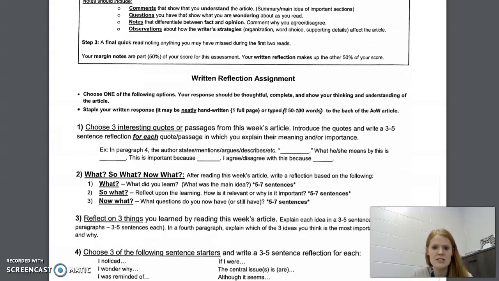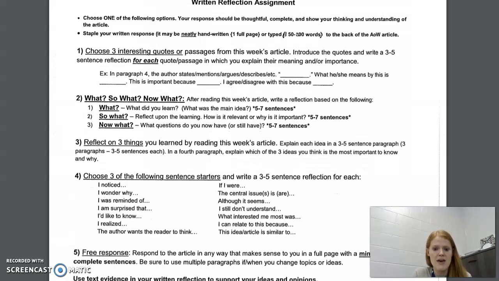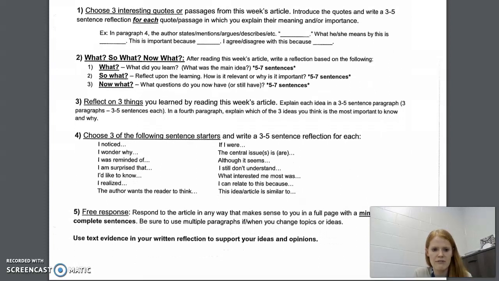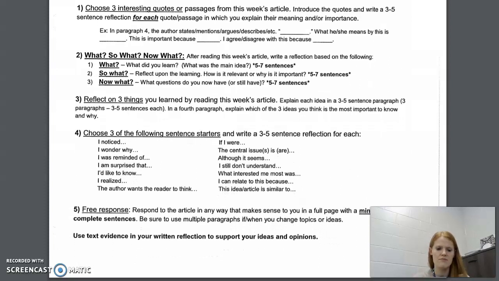The second part is the written reflection, okay? And that is where you essentially have one of 5 different options. So I'm going to focus in on that. I would like your written reflection to be about 200 words. It can be longer than 200 words, but that's what I told my students in class that I wanted, and that's what I want from you guys as well.